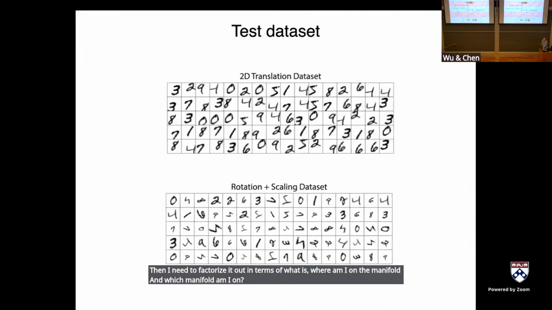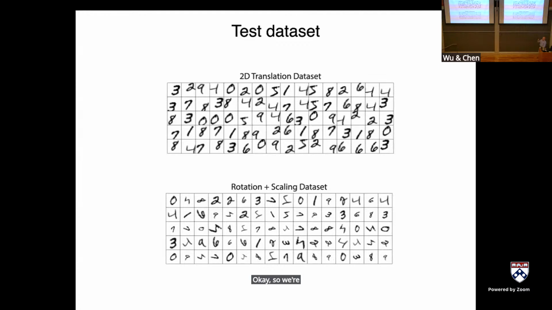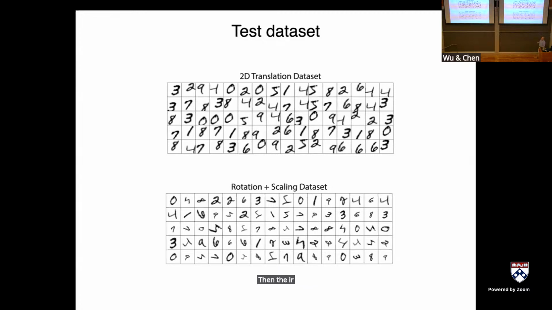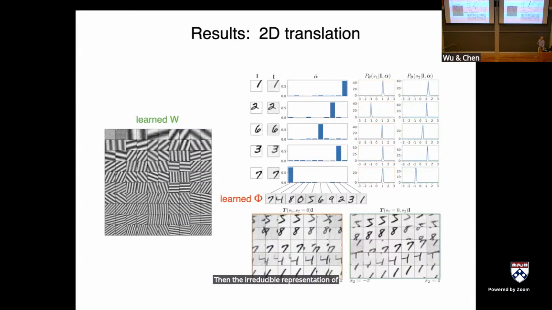We're first going to do that for a very simple test case where we have data for which we know the ground truth: a known set of shapes and a known set of transformations. In this case, regarding your question about the Fourier transform, if the action is simply a two-dimensional shift, then the irreducible representation of that group is the Fourier transform.